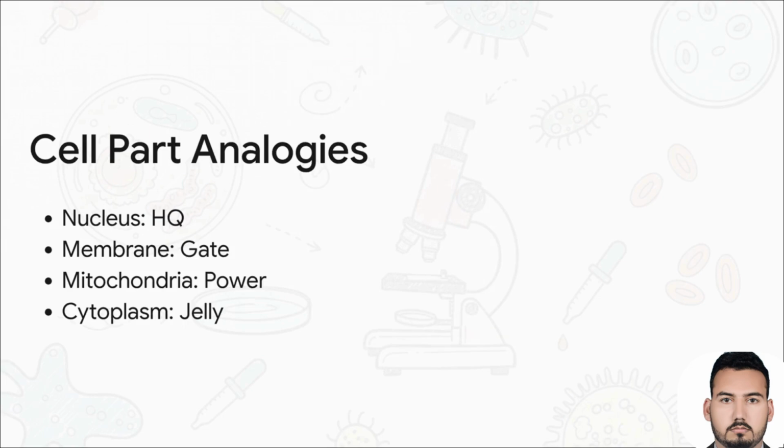Now, to make this stick, let's use some simple analogies. It really helps. You can think of the nucleus as the cell's headquarters, basically calling the shots and directing operations. The cell membrane? That acts like a security gate, constantly checking and controlling what gets to go in and out of the cell. The mitochondrion is essentially the power plant. It provides the energy the cell needs to actually do its job. And finally, the cytoplasm is kind of like this jelly floor that fills the space where everything inside the cell takes place. Keep these comparisons in the back of your mind, and visualizing the cell's internal machinery becomes a total breeze.